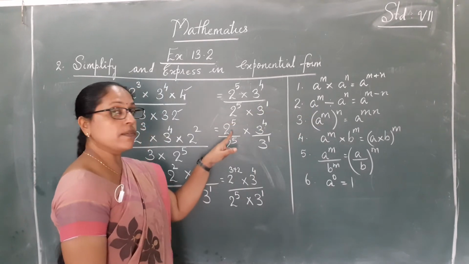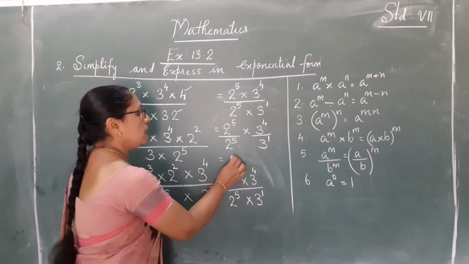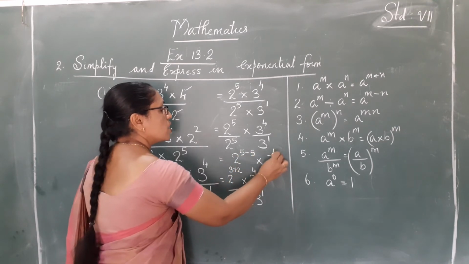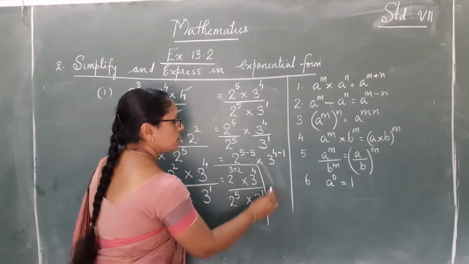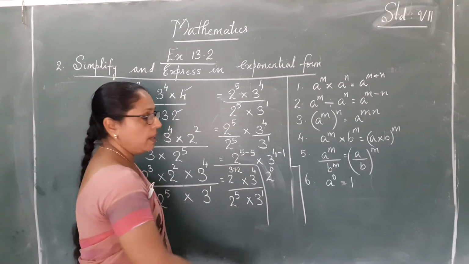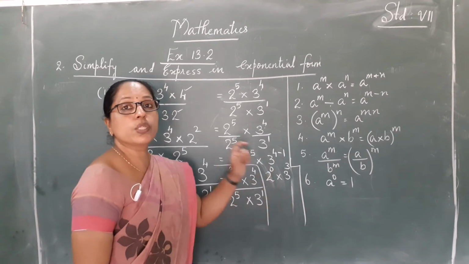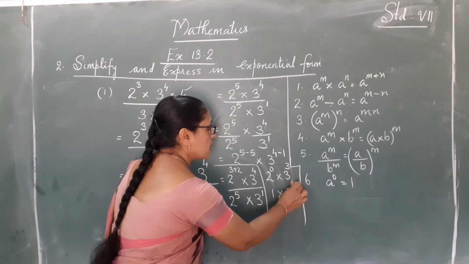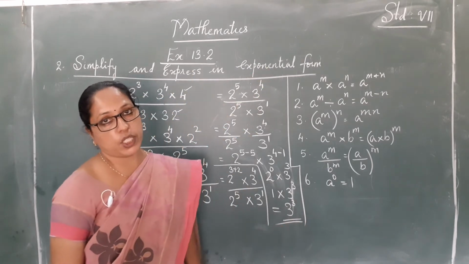So what we have to do? We have to subtract the powers. Here also the same thing, base is same. So we can write 2 raised to 5 minus 5 into 3 raised to 4 minus 1. So what we get? 2 raised to 5 minus 5, 0, into 3 raised to 3. Now you know what is 2 raised to 0? Last law, it's 1. 1 into 3 raised to 3, so the answer is 3 raised to 3. Put the answer in exponential form.